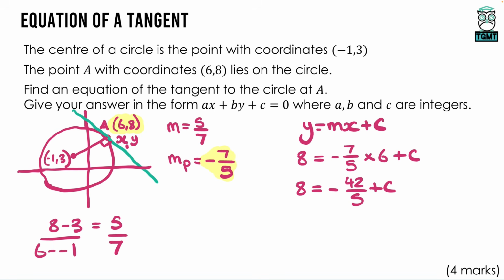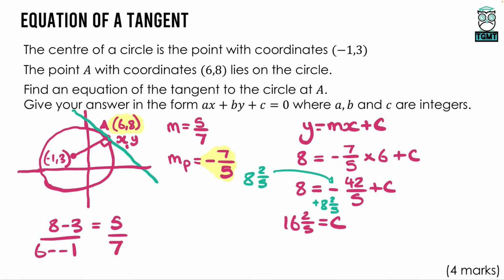Now I need to find a way of figuring out what that value of c is. So it's completely up to you. I could now write 42 over 5 as a decimal if you wanted, or I could write it as a mixed number. So 42 divides by 5 8 times with a remainder of 2, so that would be 8 and 2/5. That makes it a lot easier to add to the 8, because I can now add 8 and 2/5 to 8, which would give me 16 and 2/5, which is equal to c.